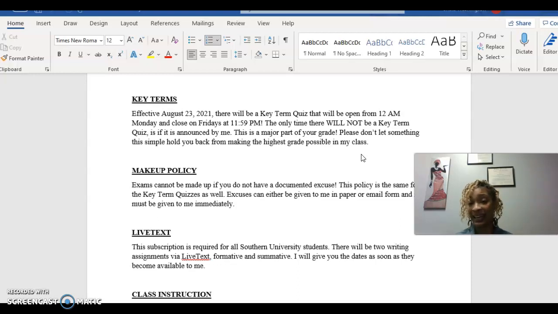The key term quiz and any other assignments that I give you, they're 20% of your grade. So don't let it just kind of slip past you. Makeup policy: exams, as well as key term quizzes and assignments, cannot be made up if you do not have a documented excuse. And so, of course, things can happen. So if anything happens, just please reach out to me because sometimes life happens and we don't have a document or excuse for it. So just reach out to me if that's the case, and we'll get it covered before it gets to that point. So that is basically it on the syllabus.